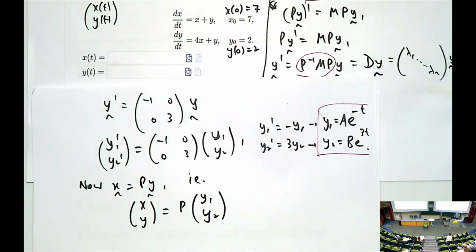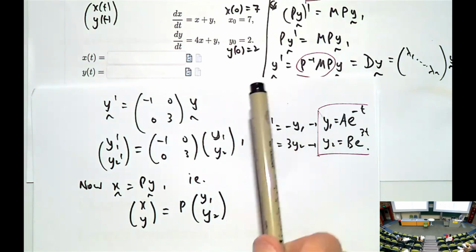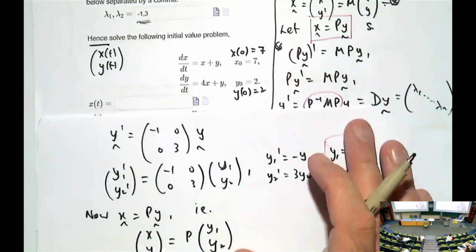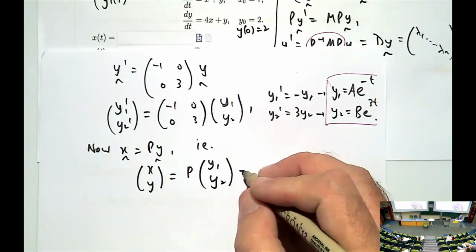So what will our P matrix be? How do we get this magical P matrix? Is it pretty much that each of the columns are the eigenvectors? Yep, exactly. So here we found the eigenvalues. Didn't find the eigenvectors yet, but let's do that now.